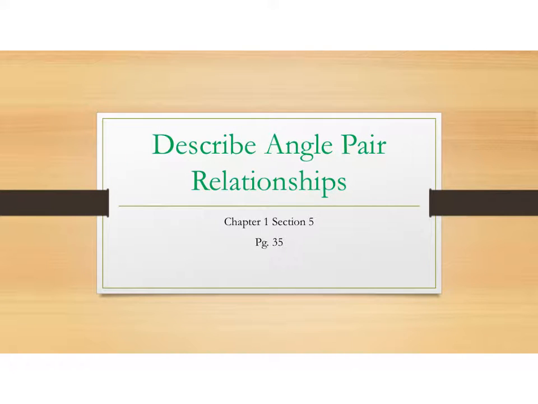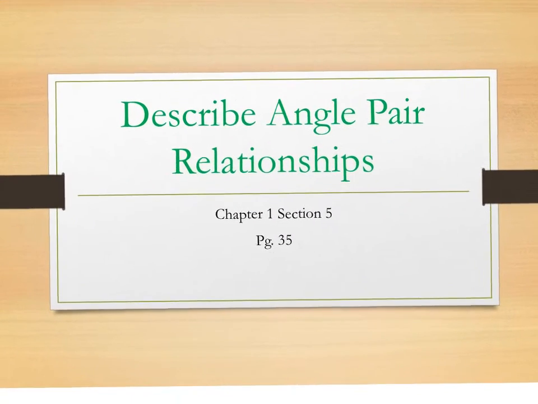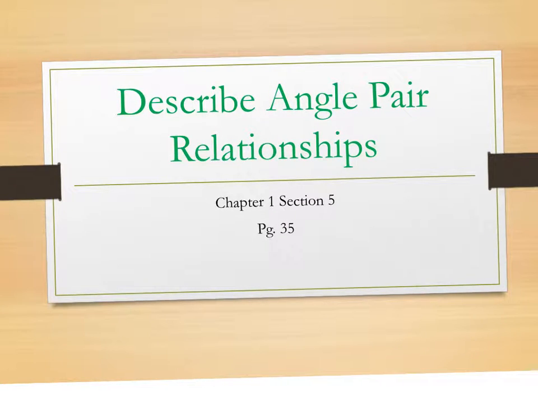Okay, here we go. So 1-5 is describing angle pair relationships. We're going to make connections between two different angles, show how they're related to each other, and bring in some special terms about them. So if you're not in your notes, you might want to get there quick because I am not waiting around. We have already used a lot of time.